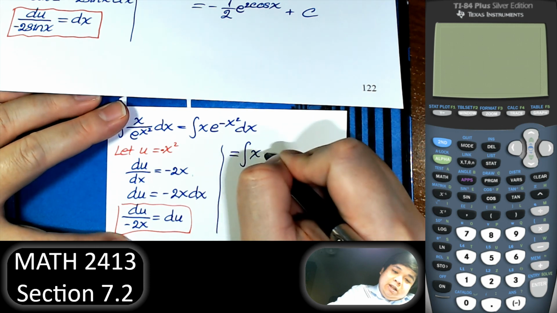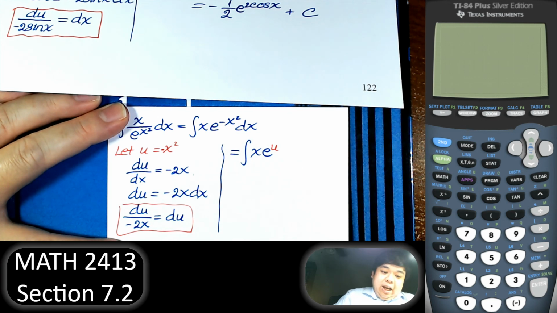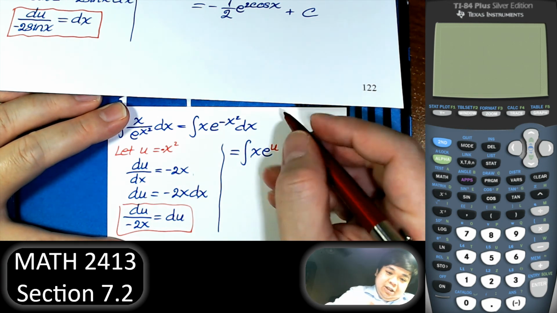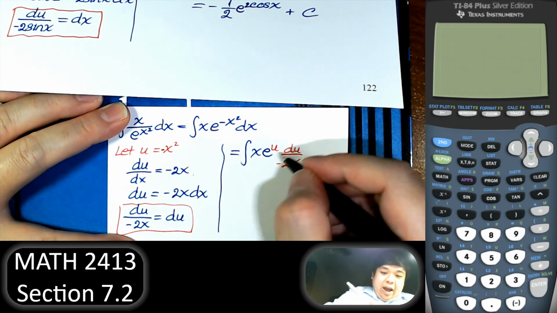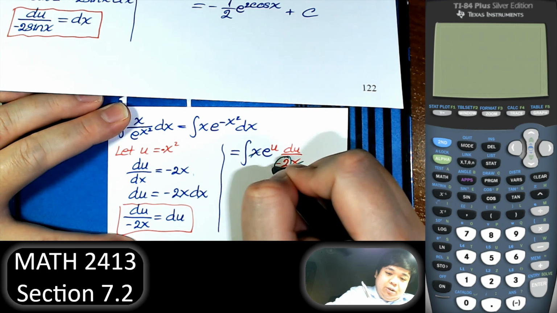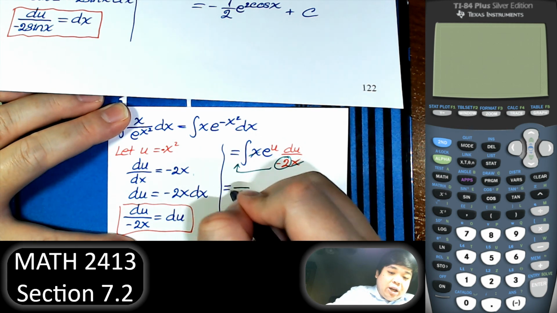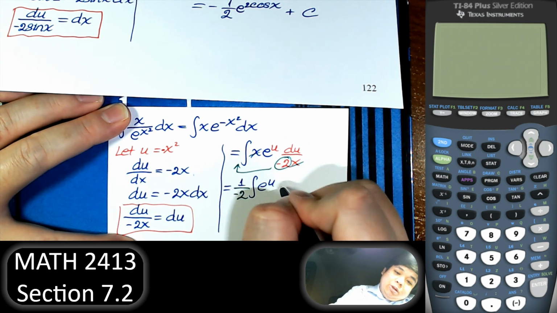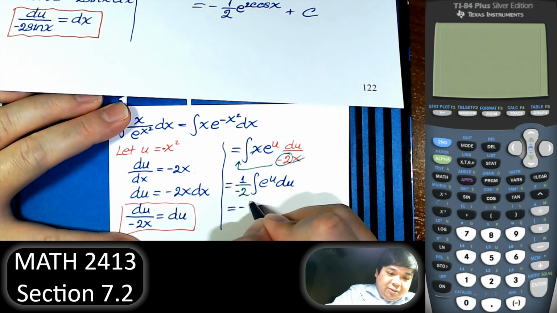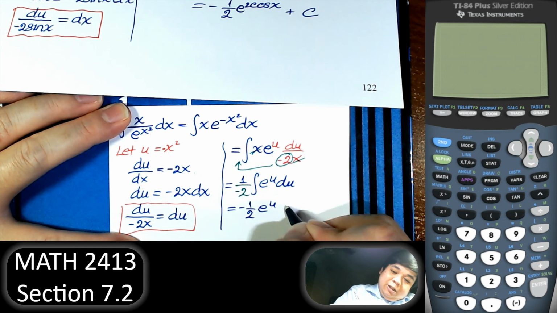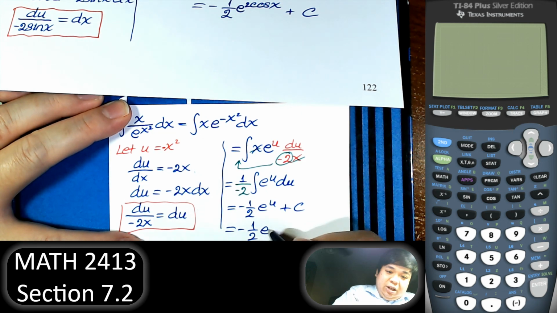So we have x e to the u, and dx is du over negative 2x. The x is cancelled out, and negative 2 we bring to the outside. It still stays at the bottom though. e to the u du, and the rest is easy, right? So negative 1/2 e to the negative x squared plus c.